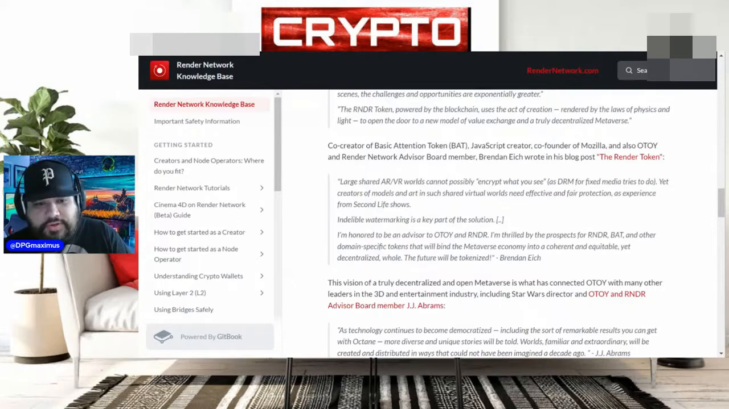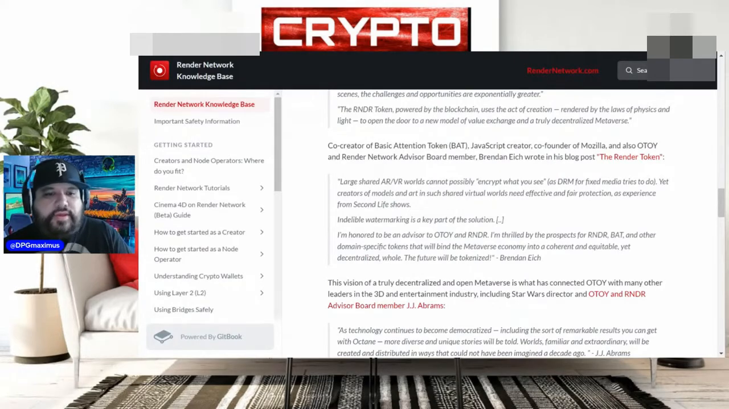about the Rndr token, quote, large shared AR/VR worlds cannot possibly encrypt what you see, as DRM for fixed media tries to do, yet creators of models and art in such shared virtual worlds need effective and fair protection, as experience from Second Life shows.